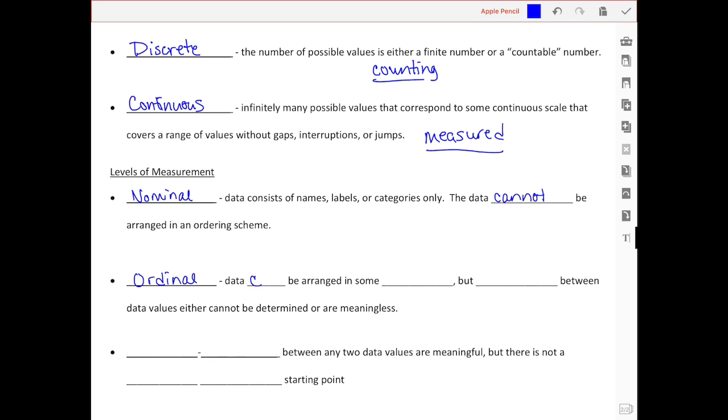Okay, then we've got ordinal data. Your data can be arranged in some order, but the differences between data values either cannot be determined or are meaningless. If we have twice as many apples as we do oranges, that doesn't really mean anything because your data is different, because remember we're looking at categories again.